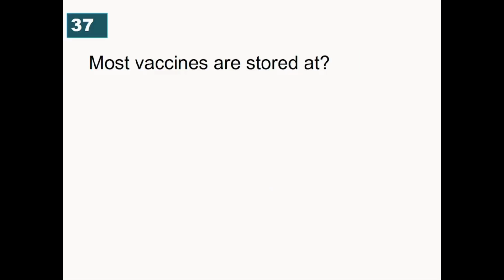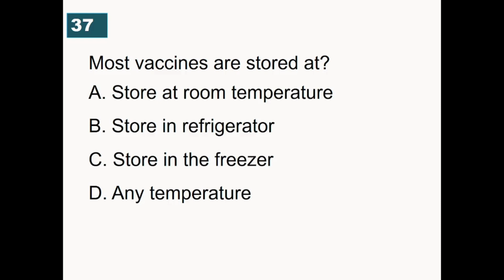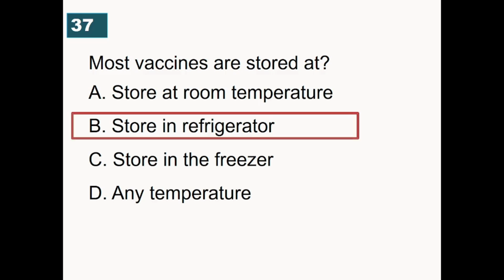Next, vaccines. Most vaccines are stored at A. Room temperature. B. Stored in the fridge. C. Stored in the freezer. D. Any temperature. The correct answer is most vaccines are stored in the fridge in the pharmacy.